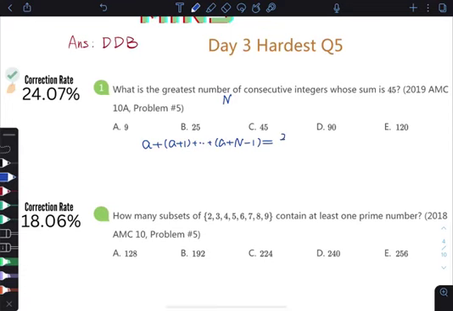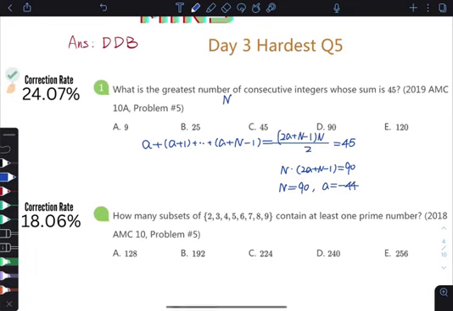So we have (2a plus n minus 1) times n divided by 2 is equal to 45. Let's multiply by 2 on both sides: n times (2a plus n minus 1) is equal to 90. Here n is a positive integer, and so is 2a plus n minus 1. Let's think about the greatest possible factor of 90, which is exactly 90 itself, right? Is it possible that n is equal to 90? In this case, you'll find a is negative 44.